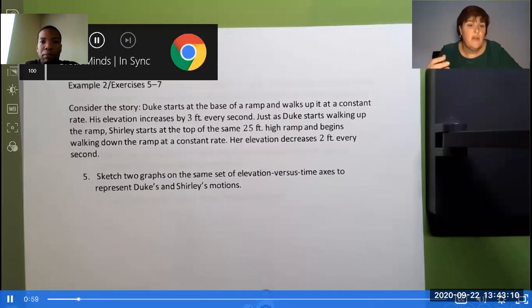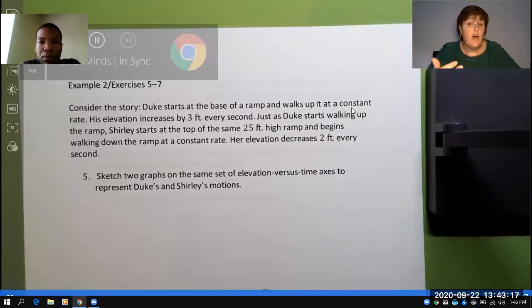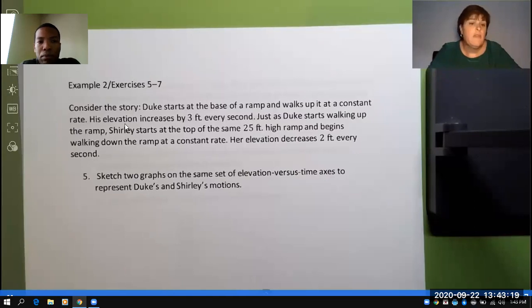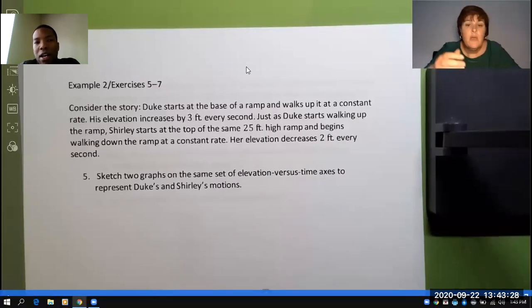This is the example. Consider the story. Duke starts at the base of a ramp and walks up it at a constant rate. His elevation increases by 3 feet every second. I'm going to put a pause to that real fast, because if you do not have paper and pencil out, you're sadly mistaken. You need a paper and a pencil.